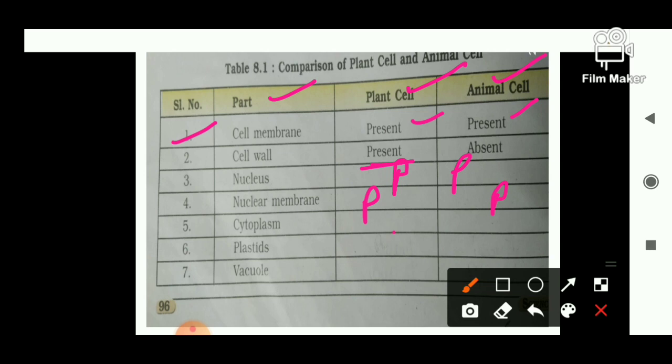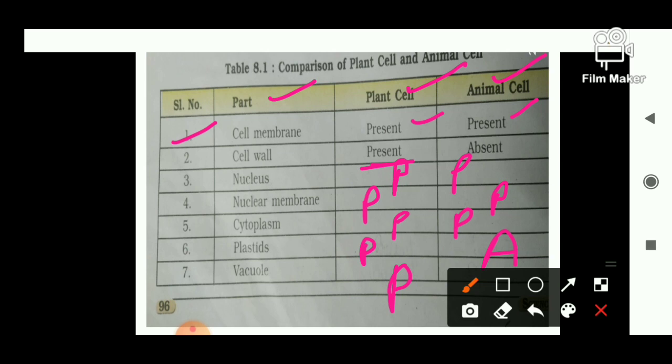Then the cytoplasm is also present. Then plastids are present in the plant cell only, and in the animal cell these are absent. Next, a prominent vacuole is present in the plant cell, but it is absent in the animal cell. If they are present, then they will be very small in size.